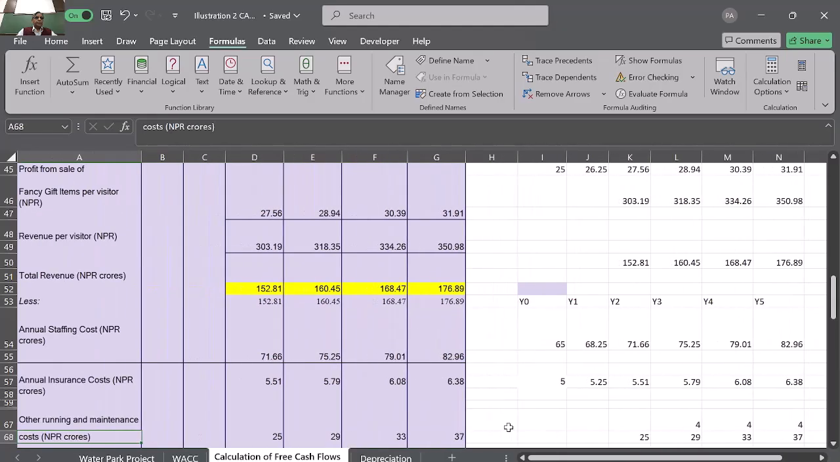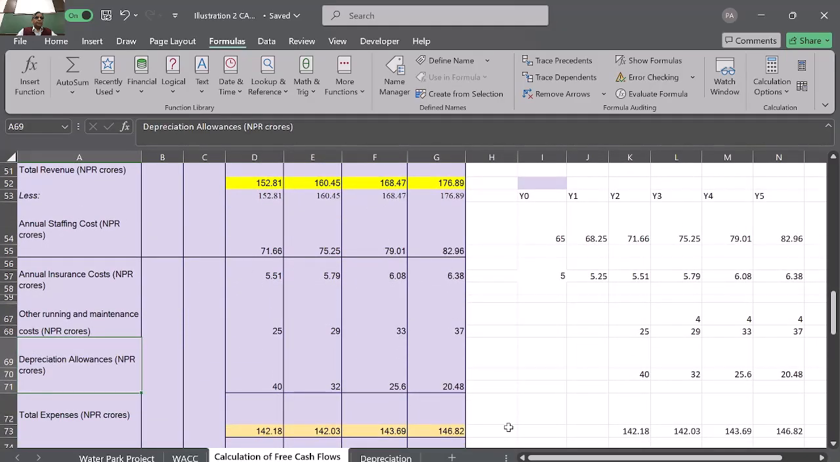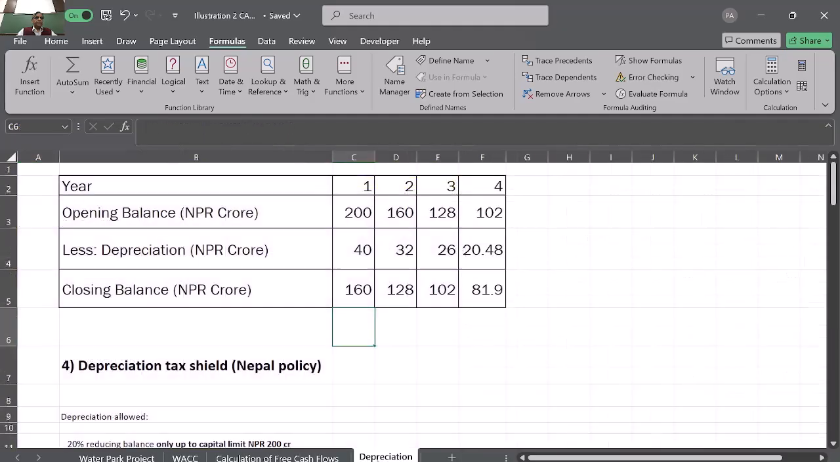Okay. Then we have the depreciation. Now for depreciation we'll go to the depreciation schedule. Opening balance is 200 crores. So the asset is 250 crores, but as per the Nepal government policy, only 200 crores can be depreciated. So the first year, the depreciation is going to be 40 crores. And then 32 crores, 26 crores, and 20 crores, 20% depreciation. Okay. Fine. So the closing balance is there.